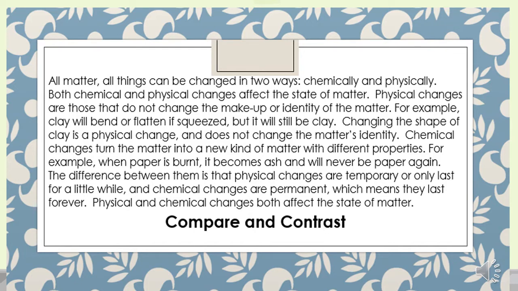Chemical changes turn the matter into a new kind of matter with different properties. For example, when paper is burnt, it becomes ash and will never be paper again. The difference between them is that physical changes are temporary or only last for a little while, and chemical changes are permanent, which means they last forever.